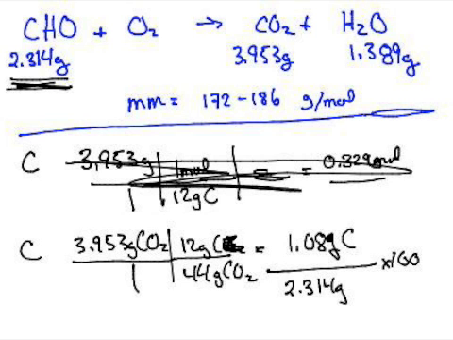And so what is my percentage of carbon? That is divided by 2.314 times 100. That is 46.6% carbon. That's what I do. I want to go to percentages, and you'll see why for more complex problems you need to.